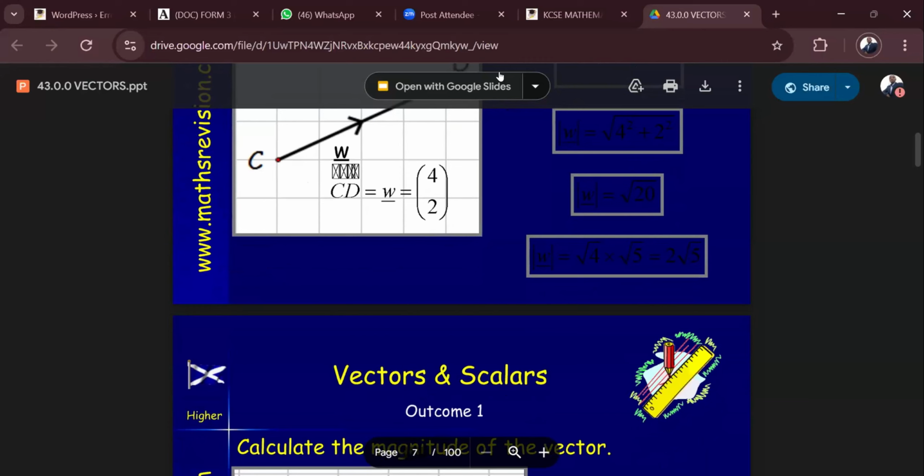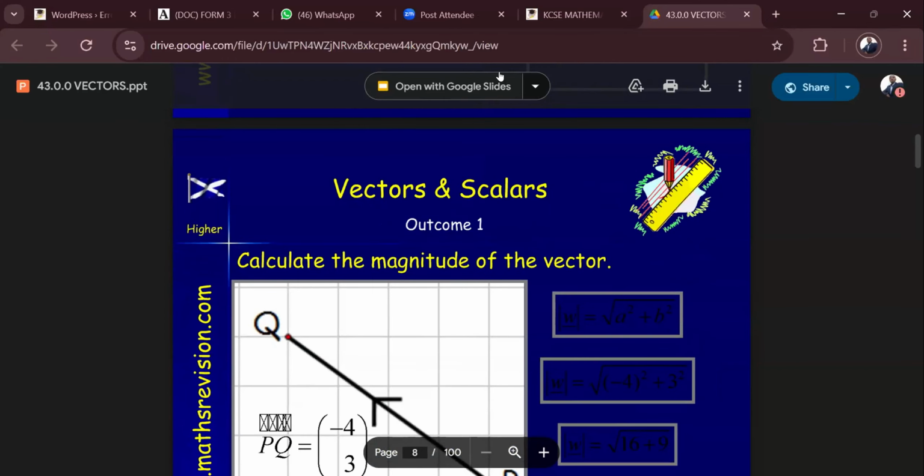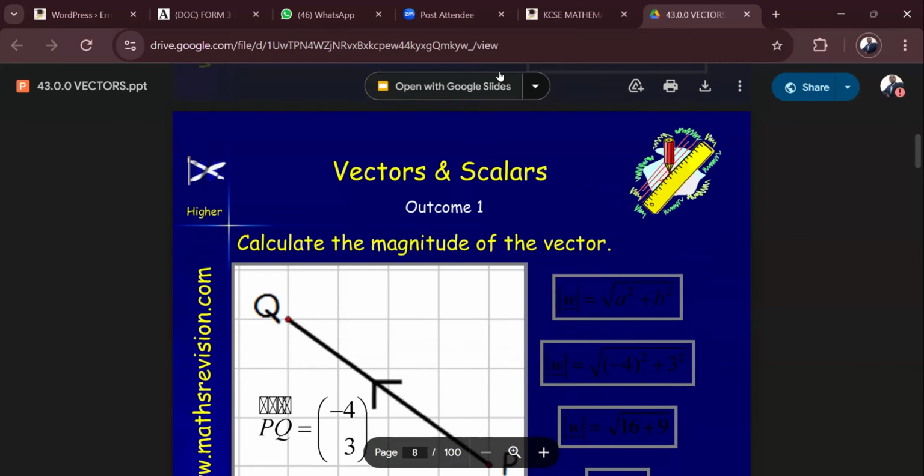So anytime you are given two vectors, A and B, and asked for the magnitude or the modulus, the first thing is to subtract B minus A, then get the magnitude. It gives you the answer. Now, vectors and scalars.